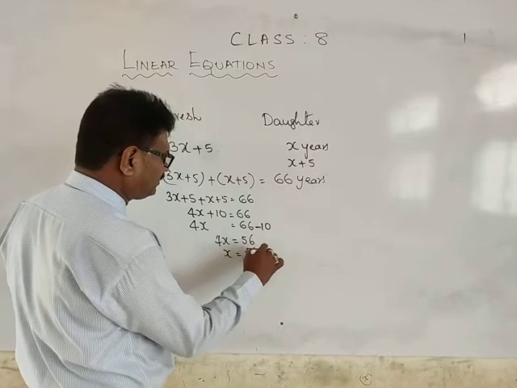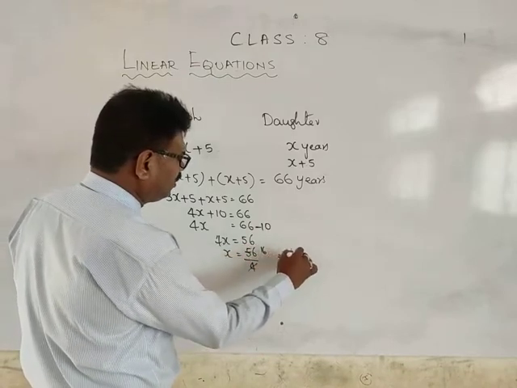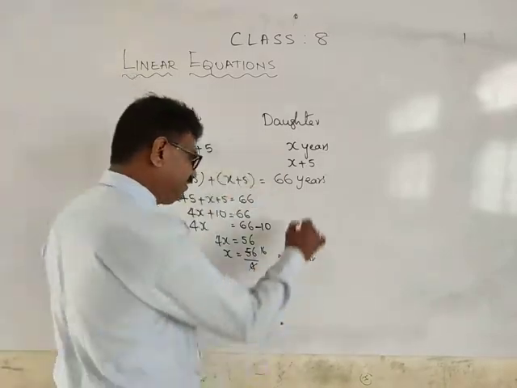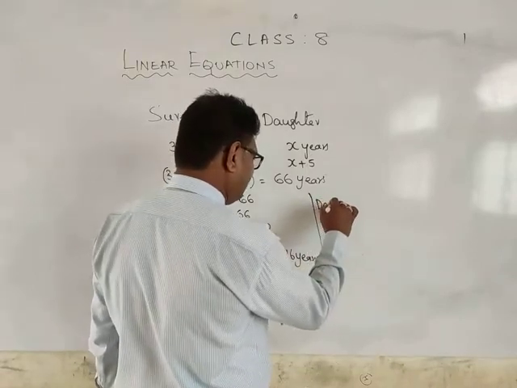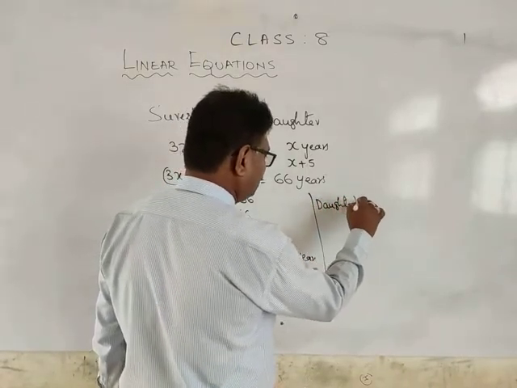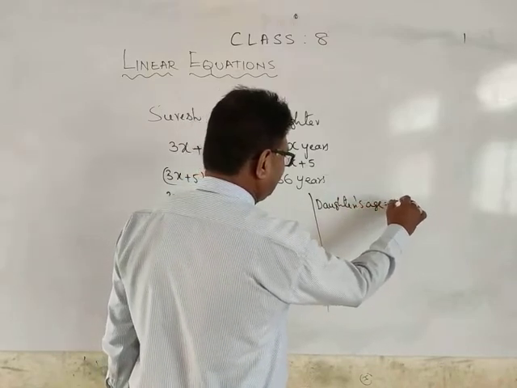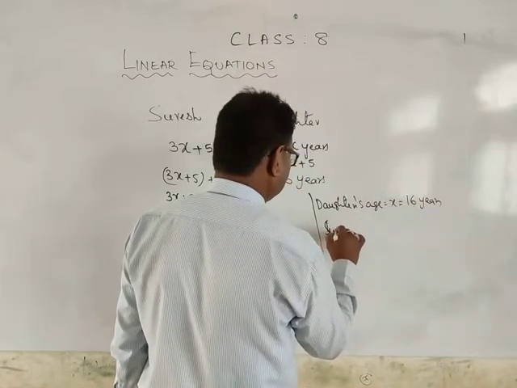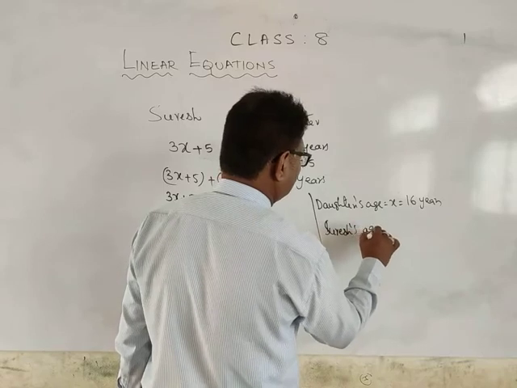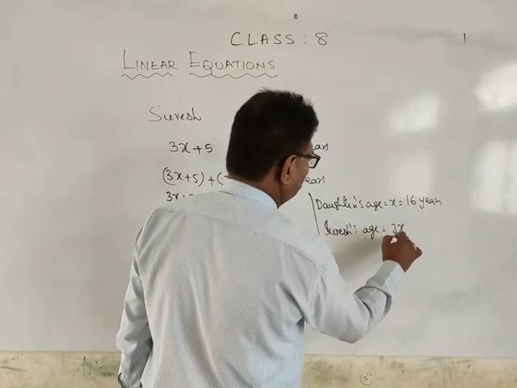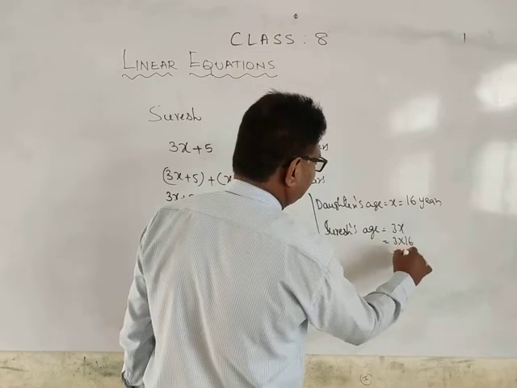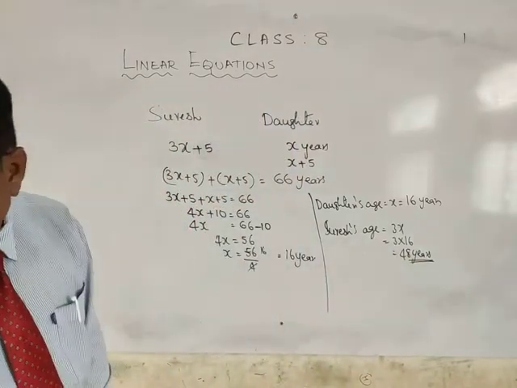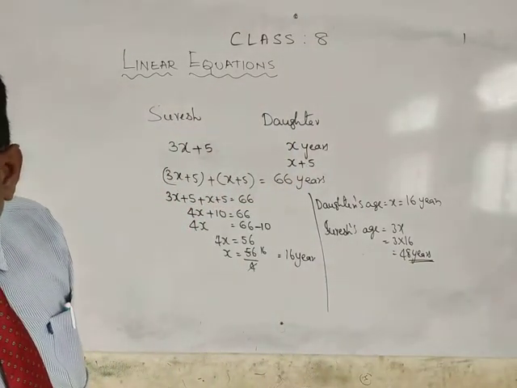4 1s are 4, 4 6s are 24. Therefore, x equal to how many years? 16 years. What is x we have taken? Daughter's age. Therefore, you can write daughter's age x is equal to 16 years. And Suresh's age, 3x is equal to 3 into 16. How many years? 48 years. Like this. Did you understand?